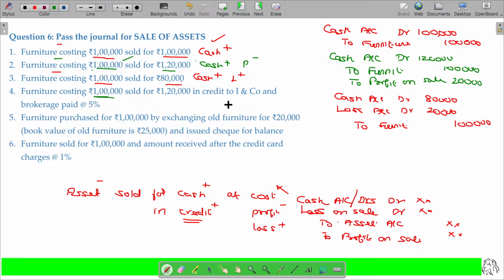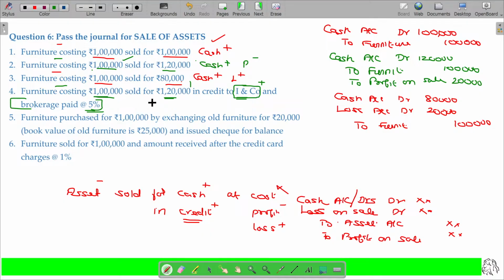Furniture costing 1 lakh sold for 120 on credit to I and Co, and brokerage paid being 5%. So you can pass two entries here, or you can make it a single entry. Brokerage paid 5%. Forget about the brokerage, you can handle this separately. Now furniture costing 1 lakh. Furniture is a minus item. Cash is absent, and instead of that the party's name is there. Party name should be plus.